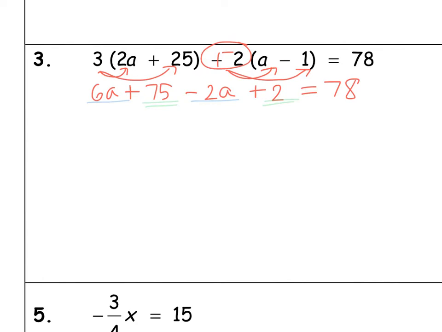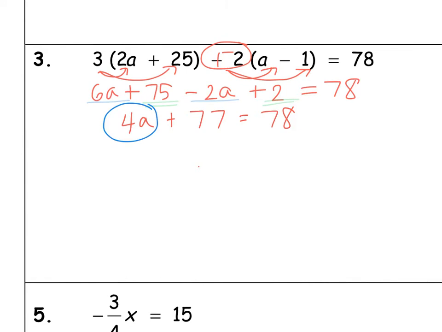So 6a and negative 2a, 6 minus 2 is 4, so we have 4a. And then we have 75 plus 2, which would be 77. And we have it all set equal to 78. So now again, my next step is going to be isolate my variable. So I want to get it alone on one side. So if I notice over here, my 4a is on the left. There's no other a's anywhere.